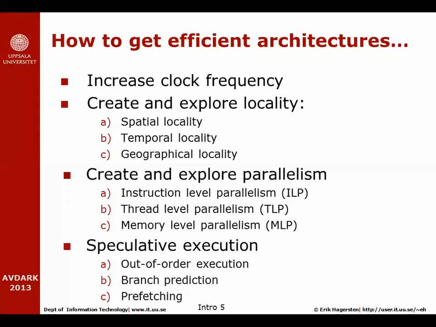Well, traditionally, one of the safest ways to get good performance was to increase the clock frequency, but you can also improve the architecture in that you can create and exploit locality of some kind. We're going to talk about 3 different kinds of locality in this course: spatial locality, temporal locality, and geographical locality. You can also create and exploit parallelism. And here we have 3 different kinds of parallelism we will talk about: instruction level parallelism, thread level parallelism, and memory level parallelism. And then you can perform some speculative work, such as out-of-order execution, branch prediction, and prefetching. It is as simple as that. This is what this course will be about.